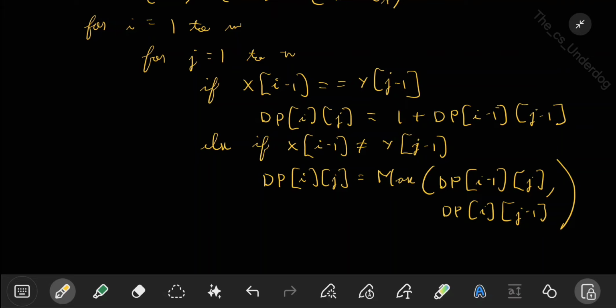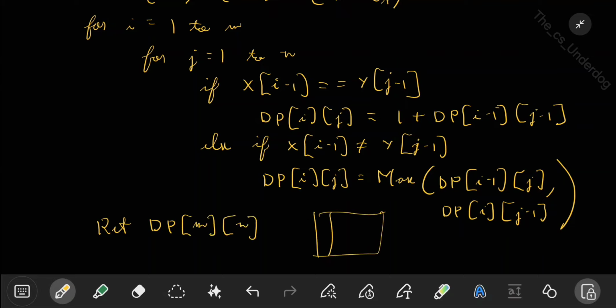So with this, your algorithm is done. Finally, you have to return whichever is the entry in the last block. So return dp of m n, that is whichever is the entry in your last block. You have the dp table, you kept filling all the entries. Whenever you get the entry in the last block, that is your final LCS count.